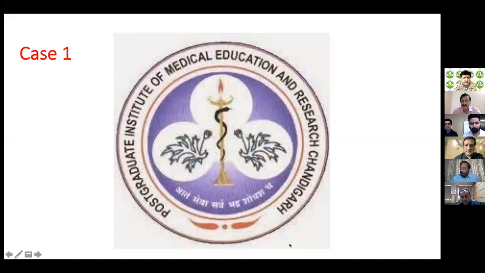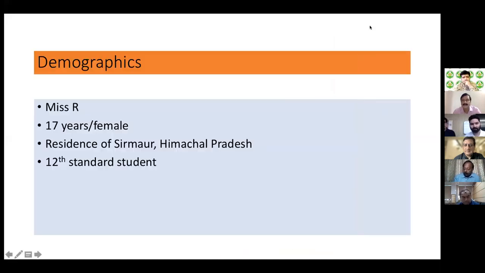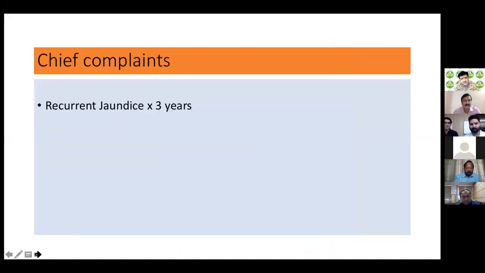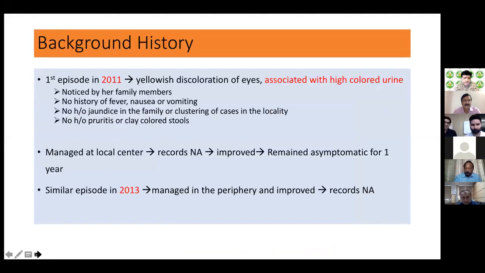Good morning, everyone. So for the first case, we have Ms. R, a 17-year-old female, resident of Sirmaur, Himachal Pradesh, and a 12th standard student. She presented to us with the chief complaints of recurrent jaundice for the past 3 years. In the background history, the first episode was in 2011 when she developed yellowish discoloration of eyes, which was associated with high colored urine. It was noticed by her family members.